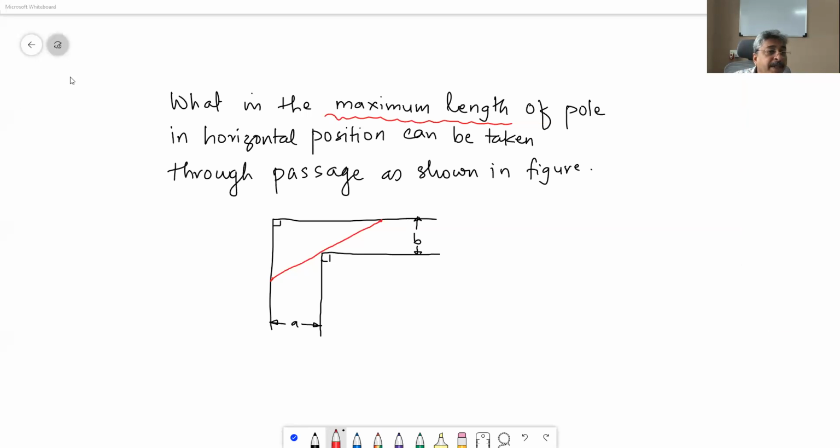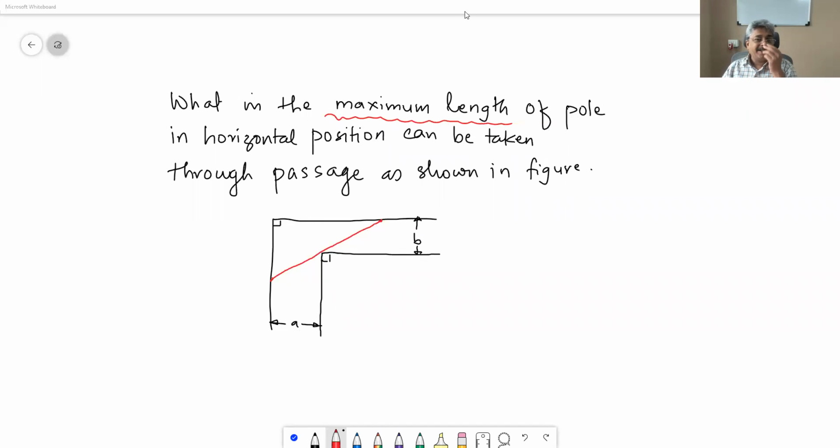The next problem on application is, what is the maximum length of pole in horizontal position that can be taken through the passage as shown in the figure. So this passage is typically a right angle passage. Width here is A, width here is B, and we are supposed to take a pole through this passage in a horizontal position. What is the maximum length of the pole that we need to find?